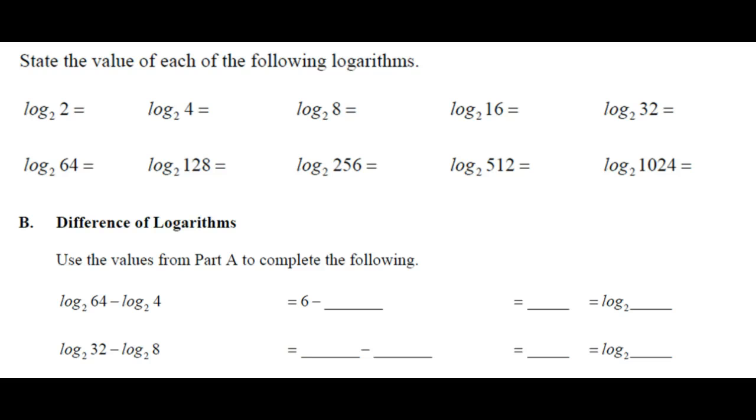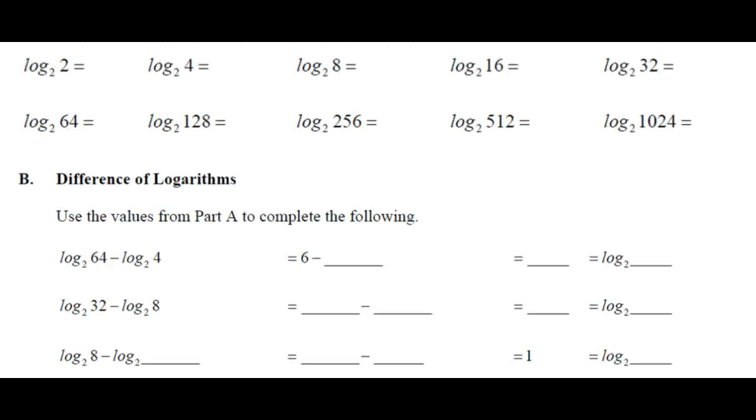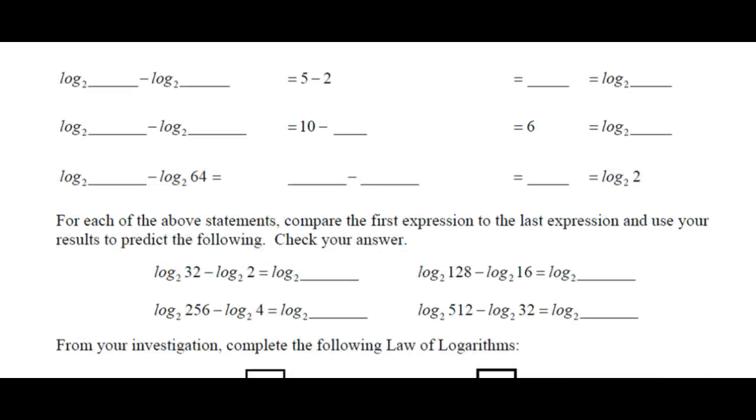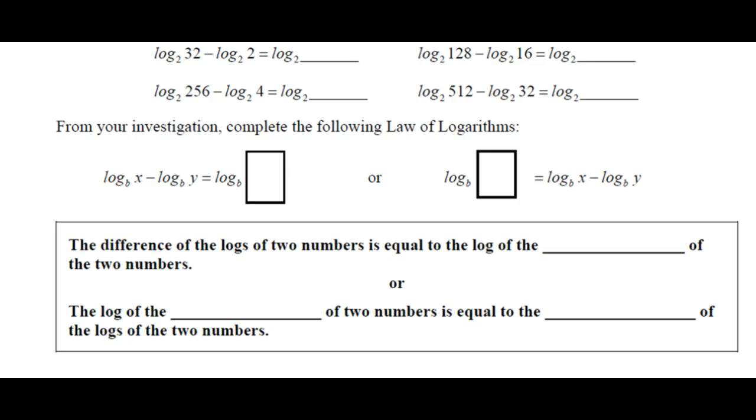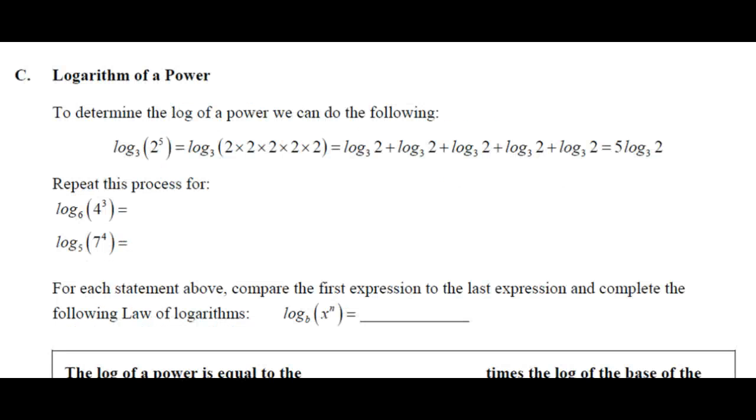State the value of each of the following. Well, that's probably not even on your sheet because it's just different. But then you do the difference of logarithms, and you discover the next law. Okay, let's take a moment. Those first two laws are pretty easy. Determine the log of a power. So log base 3 of 2 to the 5th. If you think about what that means, it's log base 3 of 2 times 2 times 2 times 2 times 2.